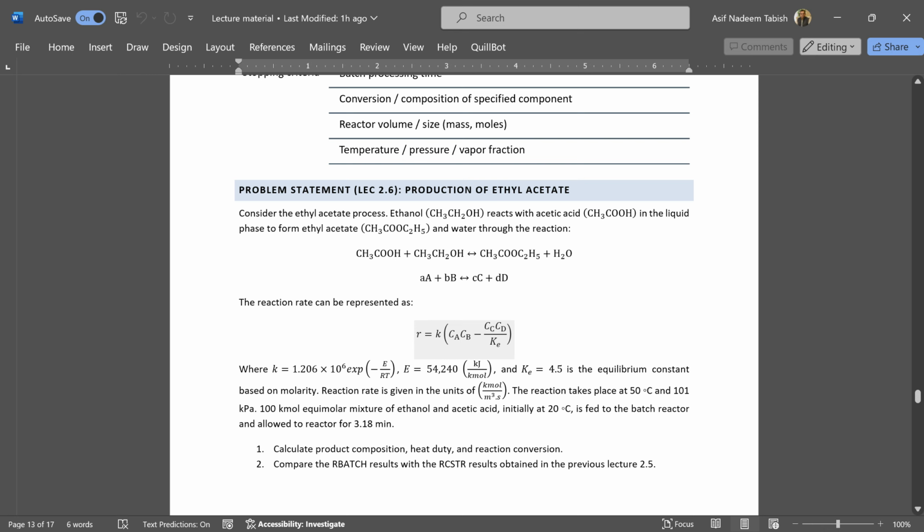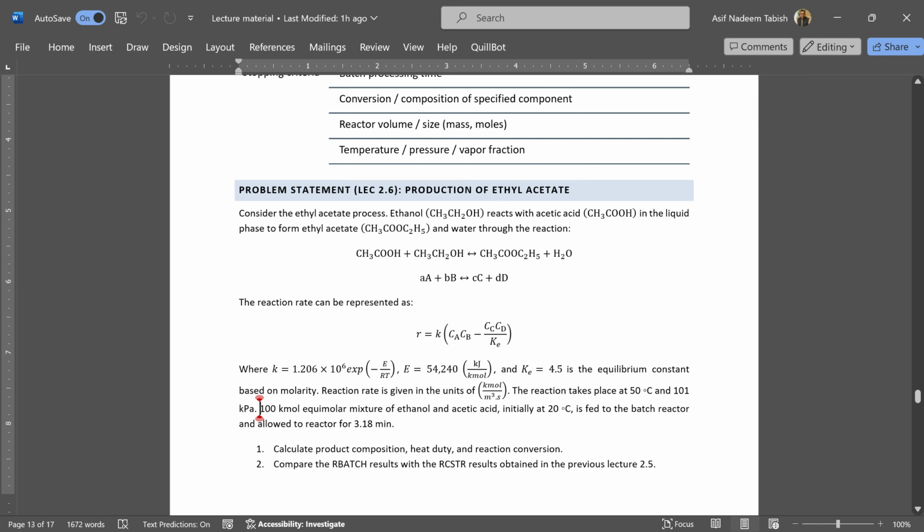The problem is: ethyl acetate is produced from the reaction between ethanol and acetic acid, where water is produced as a byproduct. The reaction kinetics in terms of power law, considering a reverse rate of reaction, are provided, and it is also informed that the reaction takes place at 50 degrees Celsius and 101 kilopascal pressure. 100 kilomoles of an equimolar mixture of ethanol and acetic acid, initially at 20 degrees Celsius, is fed to the batch reactor and allowed to react for 3.18 minutes.